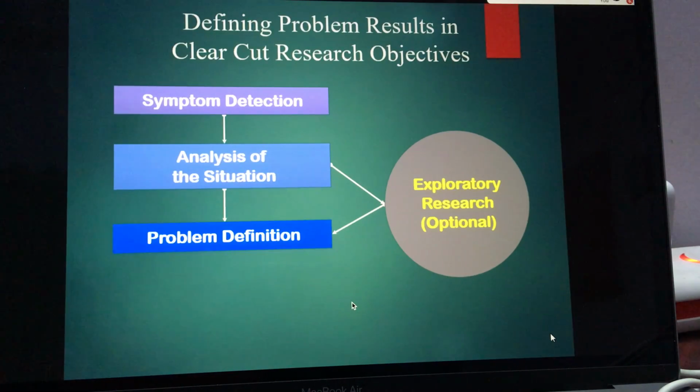Now, how do you define the problem? In an organization, when you just look around, what you can see are simply some symptoms that can be detected. For example, in a marketing department, if you go through the sales records, you might find that sales have been increasing in the past 3 months. Last quarter, the sales has been increasing. That could be a symptom. That means it's not the real problem, but a symptom.